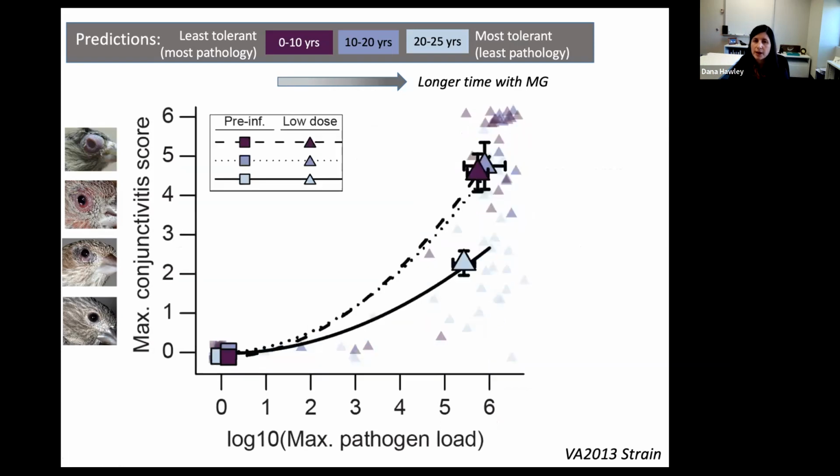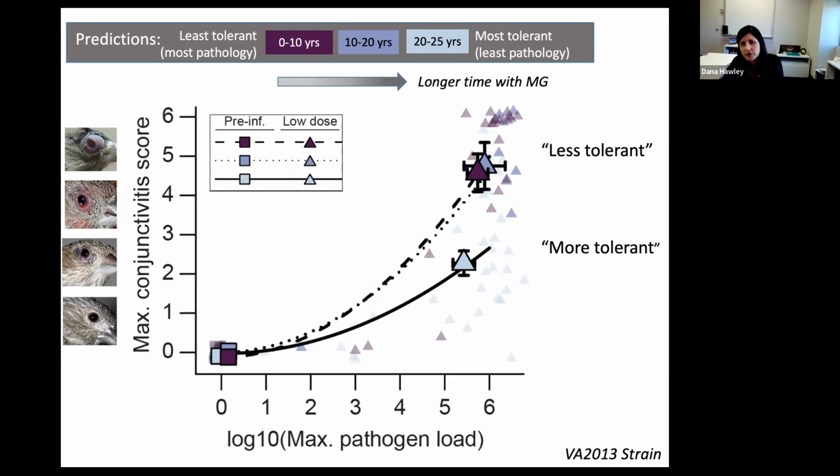Quickly, I just want to show you the other strain, that Virginia 2013 strain. We see really similar results for tolerance here. So again, we have these less tolerant populations and these 3 more tolerant populations, which all have this longer history of exposure. So this tolerance result seems to be really robust regardless of strain. Now we only have 2 strains here, but it's really hard to do these experiments with wild birds. So we were surprised at just how robust this result was across the 2 strains that we looked at.